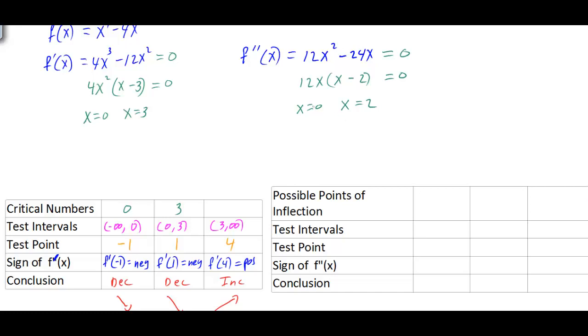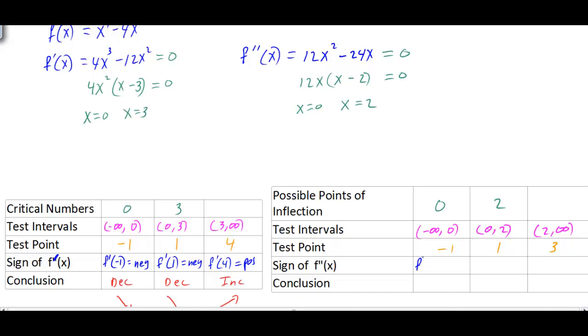Alright, so now, because this is the second derivative, these are possible points of inflection, 0 and 2. And once again, we're going to have our test intervals, which would go from negative infinity to 0, 0 to 2, and then from 2 to infinity. And then of course we need to pick a test point within the intervals, and I would probably pick negative 1, 1, and 3. And now we need to evaluate the test points at the second derivative. So now we're using the second derivative over here.